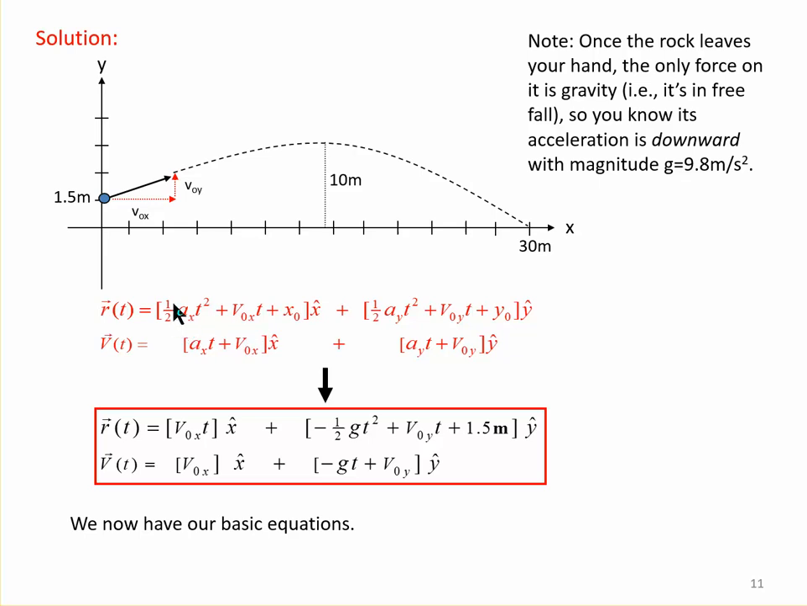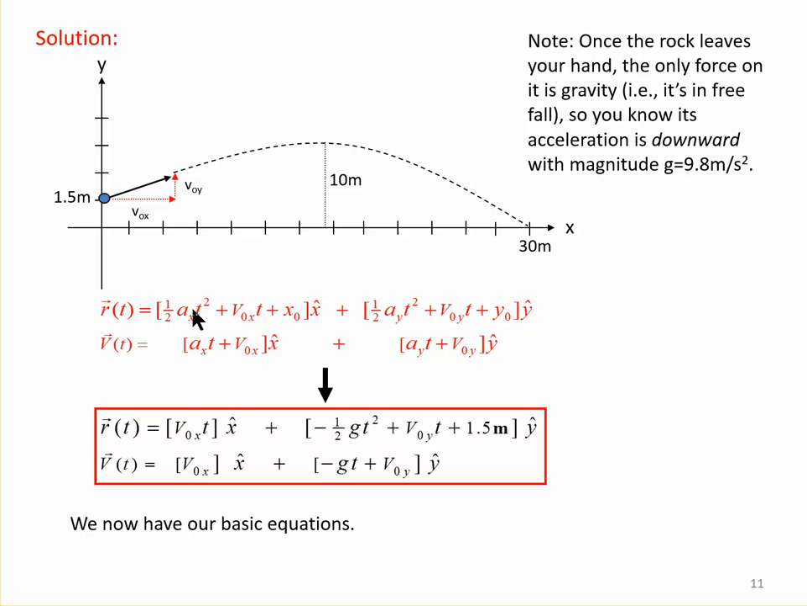Here, this represents the horizontal acceleration of the object. But think about it. Once the ball leaves your hand, we just said that the only force acting on it is the downward force of gravity. There's no horizontal force acting on the rock. So the horizontal acceleration is going to be 0. So this first term here becomes 0.